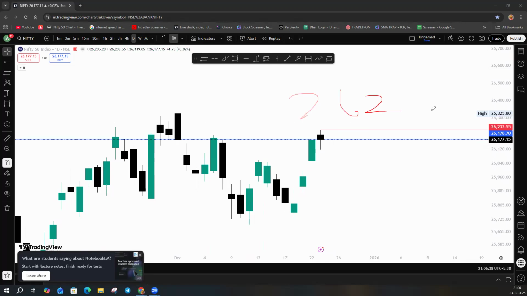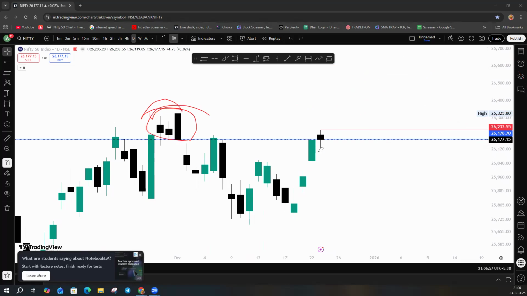26,233. Then we can witness a short covering move, and we can see the previous highs being broken, and after the previous highs we can see up to 26,700 levels or so. That is what I am going to target if the market breaks the previous highs.